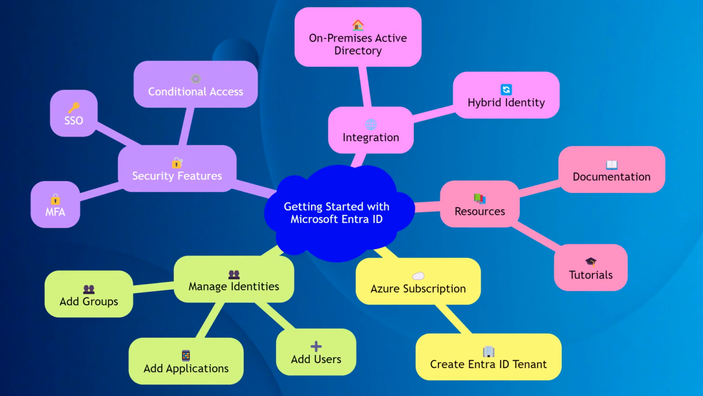To get started with Microsoft Entra ID, organizations need to set up an Azure subscription and create an Entra ID tenant. They can then add users, groups, and applications to the tenant. Entra ID provides a user-friendly portal for managing identities and access. Organizations can configure SSO, MFA, and conditional access policies to enhance security. Entra ID also offers integration with on-premises Active Directory, enabling hybrid identity scenarios. Detailed documentation and tutorials are available to guide organizations through the setup process.